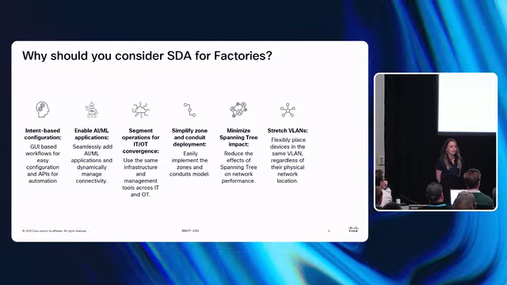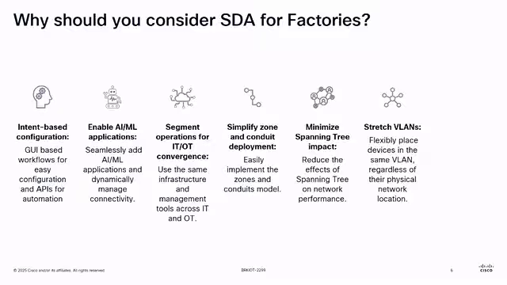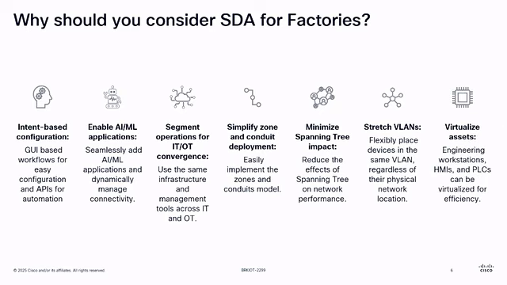SD Access uses VXLAN, and VXLAN gives us the capability of extending layer 2 networks. So now I can have two endpoints talking, for example, Profinet, but they are in different locations, running over a layer 3 network while communicating on layer 2. And this allows virtualization of assets, and that's what Thomas will cover in more detail later.